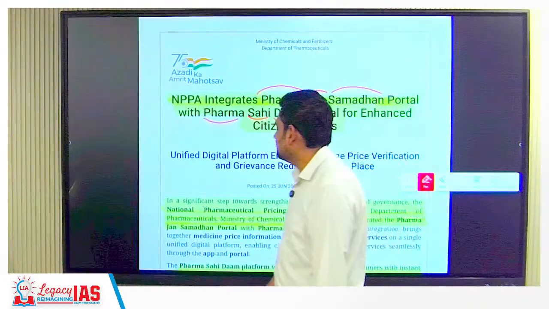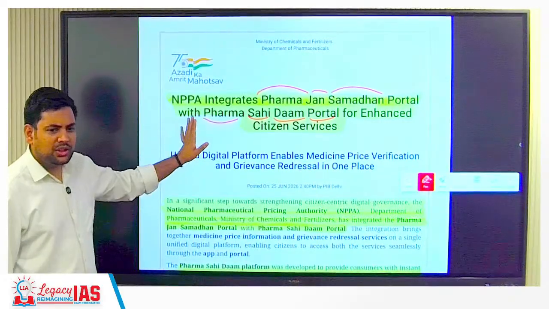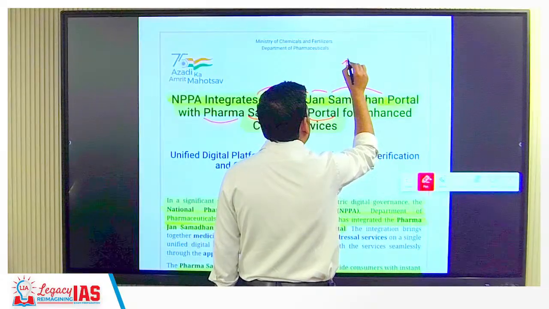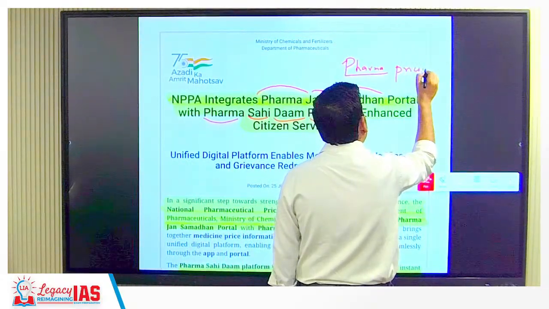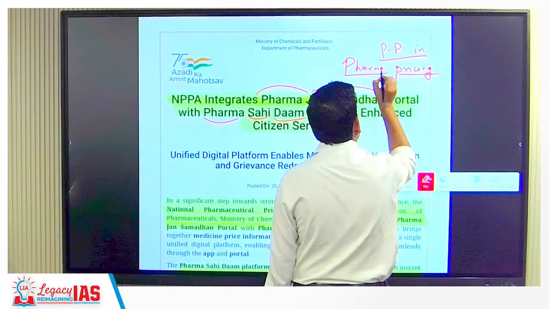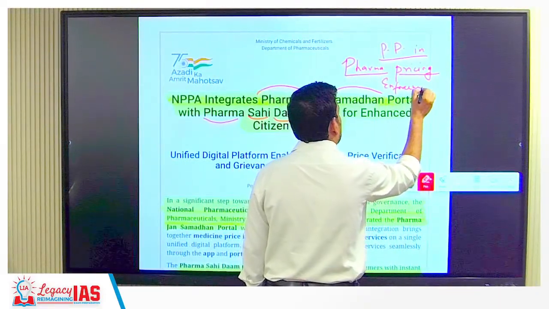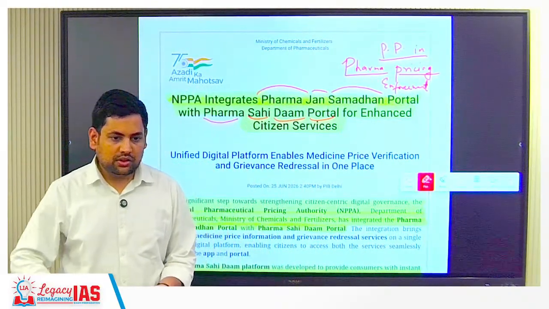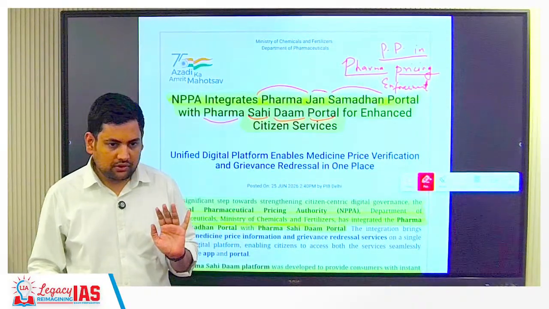Okay, now these two have been integrated. There used to be two different portals. Main use case is same, that is pharma pricing, people's participation in pharma pricing enforcement. So if there are some discrepancies, then people can report that this medicine is being sold at this price, which is much more than the stipulated one, correct?